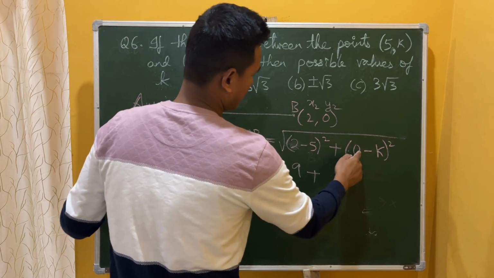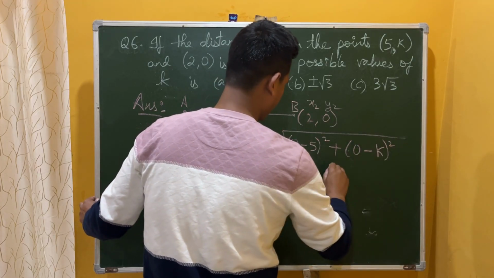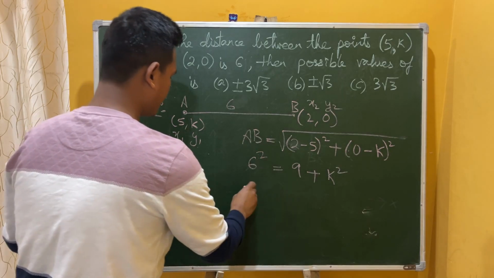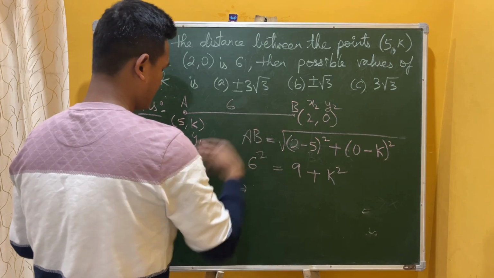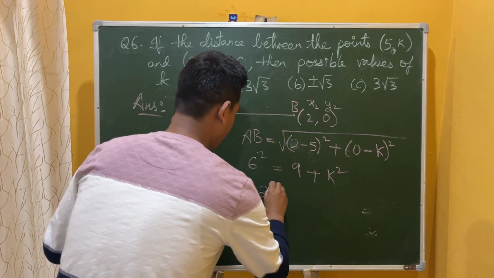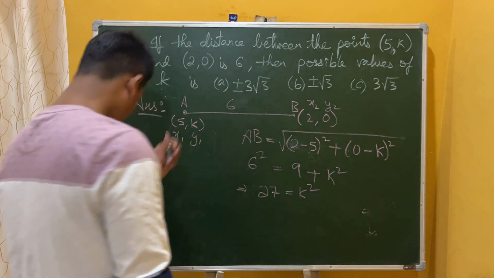Plus 0 minus k is minus k. Minus k square is plus k square. So this is 6 are 36. 36 minus 9 is how much? 27, equals to k square.